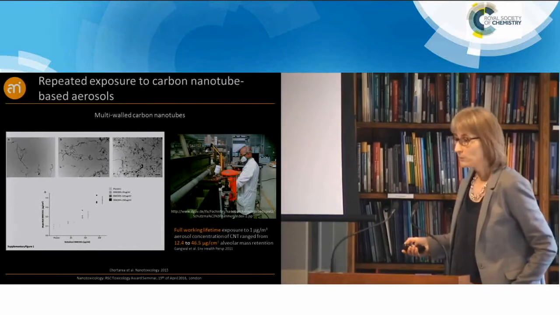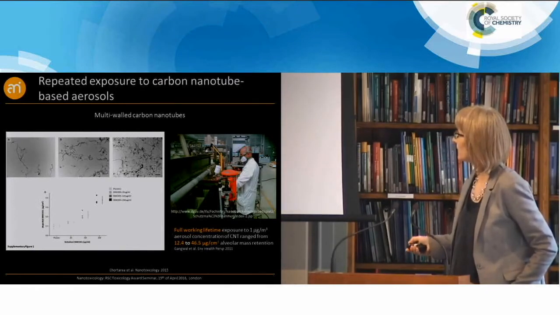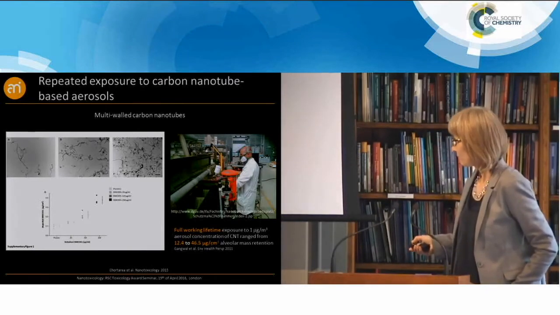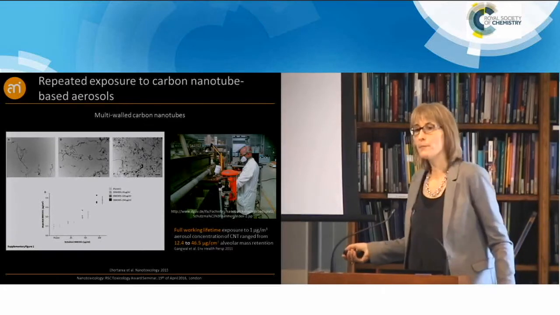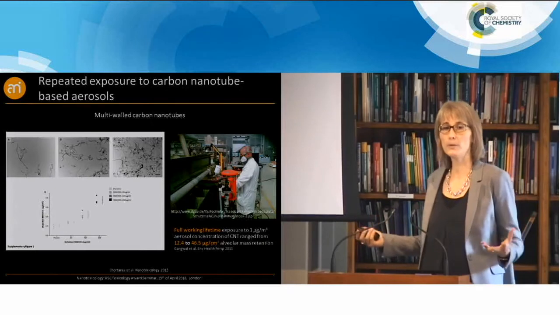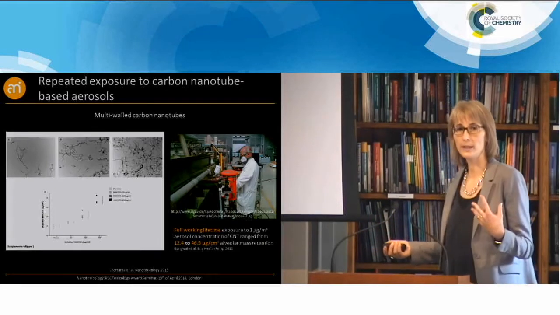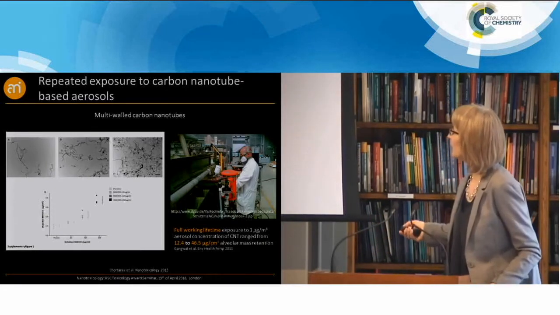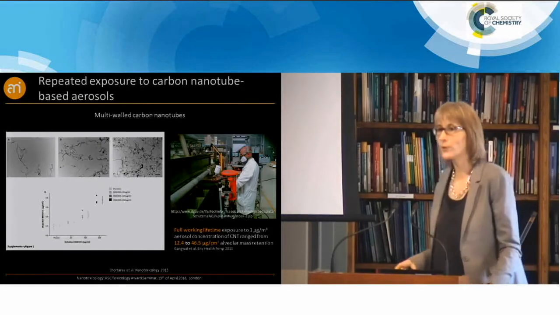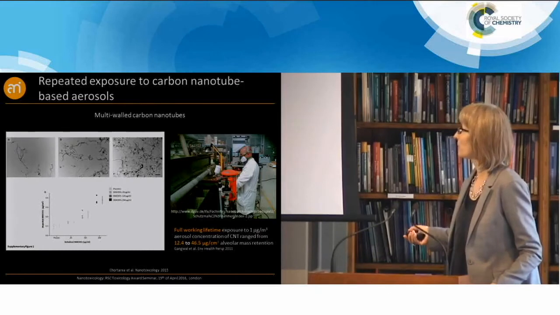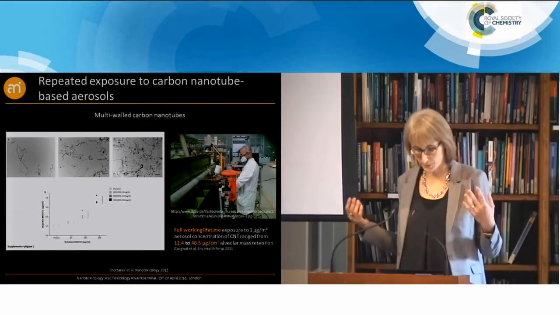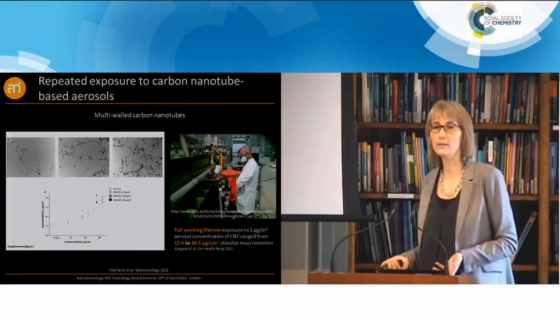And there are several works. I just summarize here one published by Ganglal et al. And they have measured the release of carbon nanotubes and then modeled the inhalation fraction, and they came up with a full working lifetime exposure leading to about 12 to 46 micrograms per square centimeter alveolar retention.